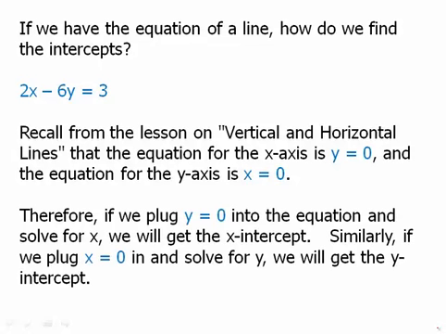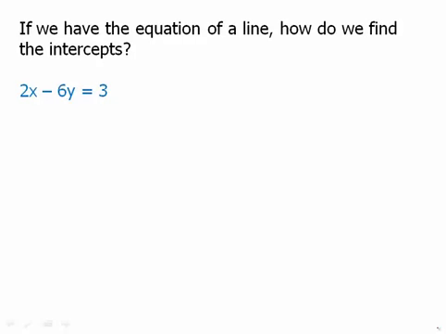What this means is if we plug y equals 0 into the equation, we're going to get a point on the x-axis. We're going to get the x-intercept. Similarly, if we plug x equals 0 into the equation, we're automatically going to get a point on the y-axis. In other words, we're going to get the y-intercept. So we'll just do this. First, we'll solve for the x-intercept. We'll plug in y equals 0.